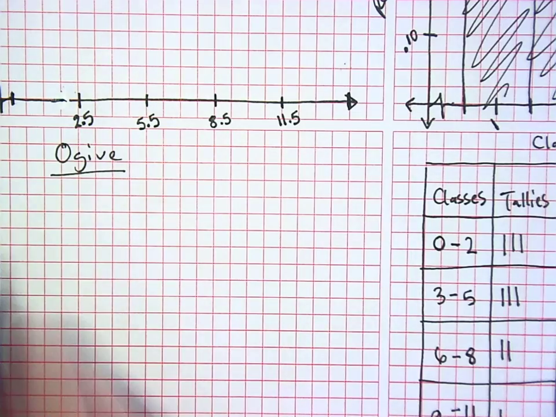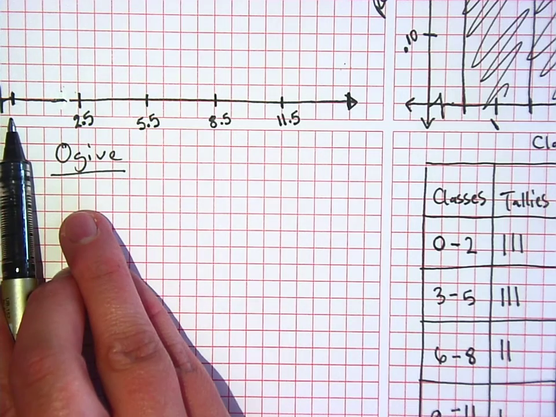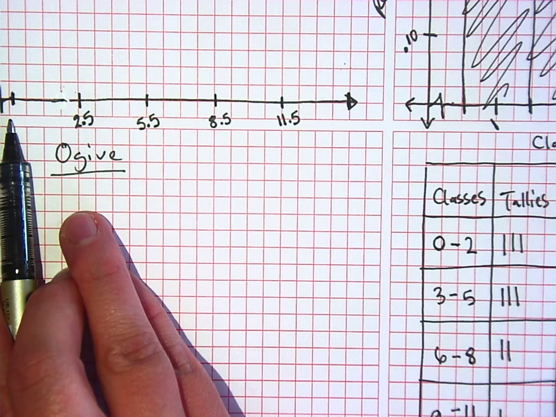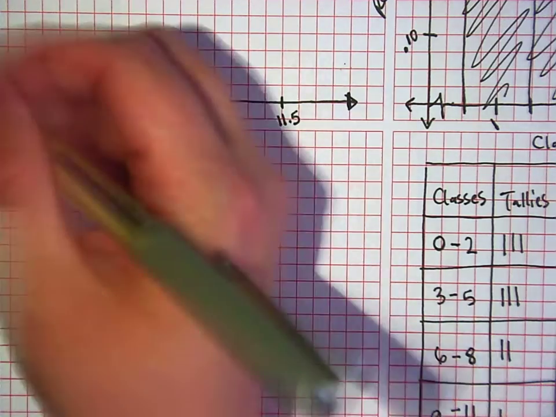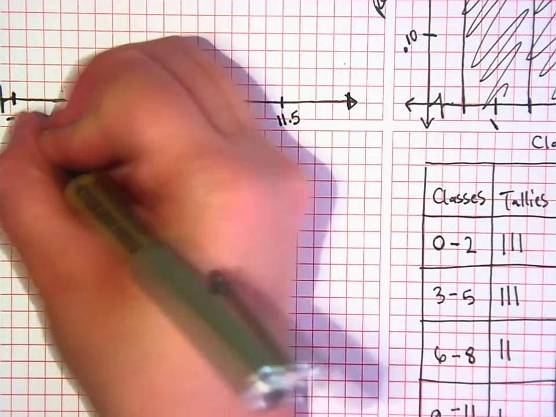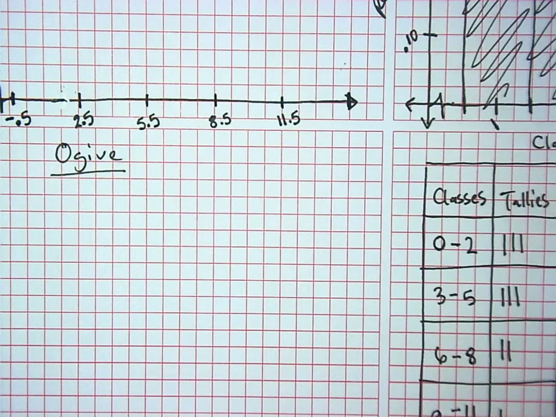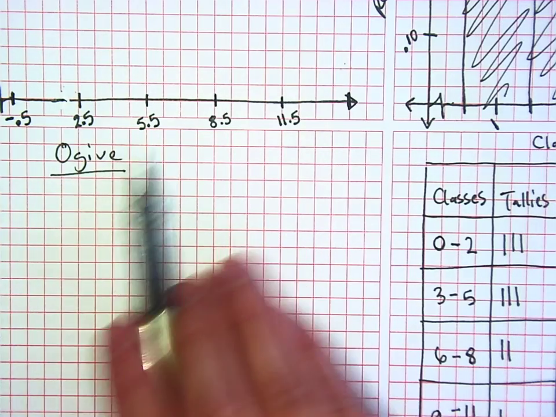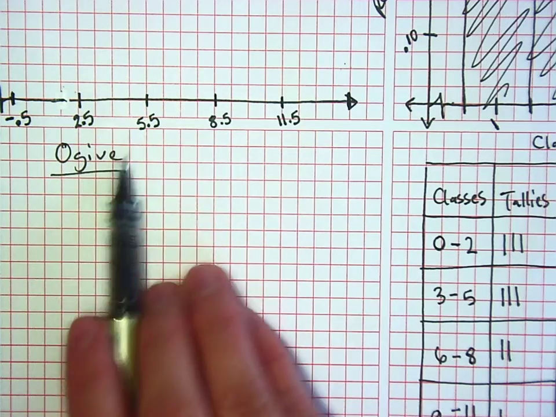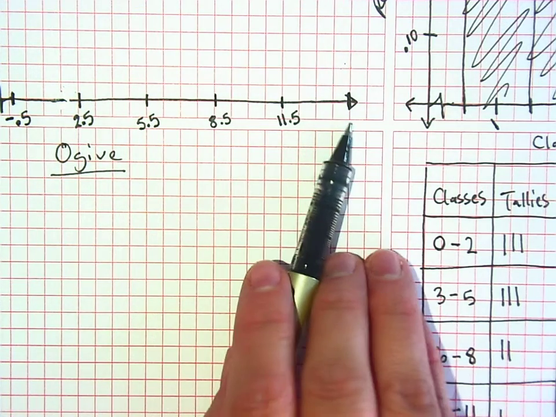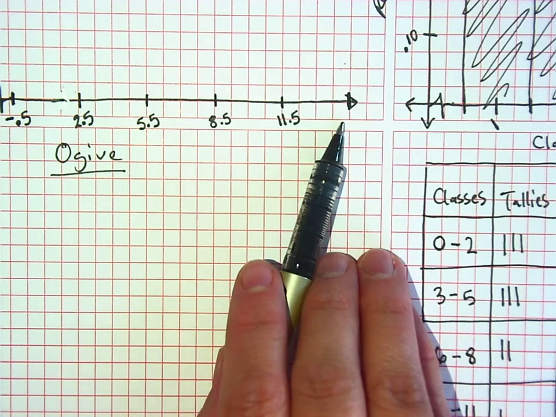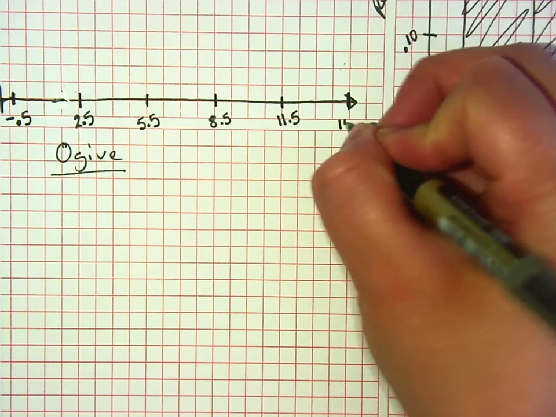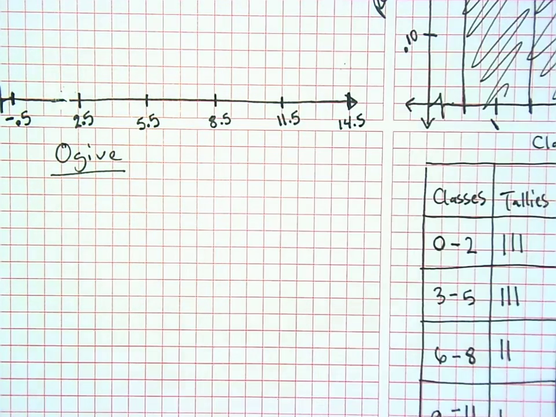Okay, so what about this one back here? Yep, negative 0.5. That's a little bit below 0. Do you see how these are jumping all by 3, right? Because our class width is 3. So what's this one? I know, it feels weird, right? Because our data isn't even up that high, but you do need it.